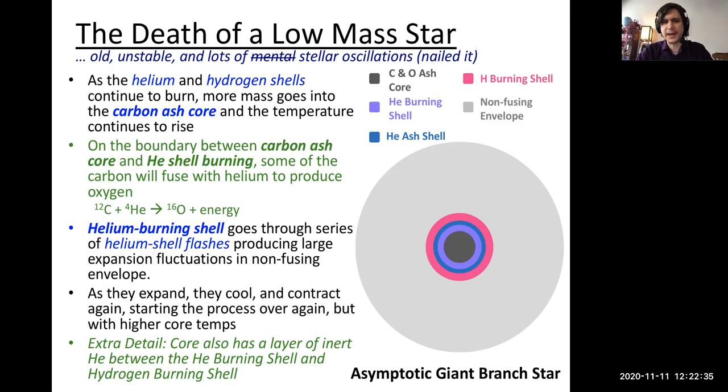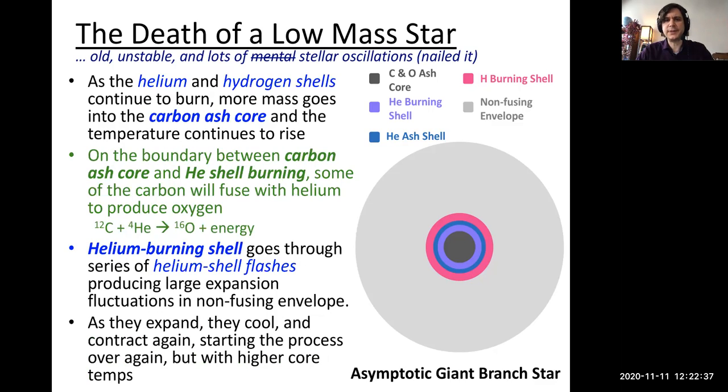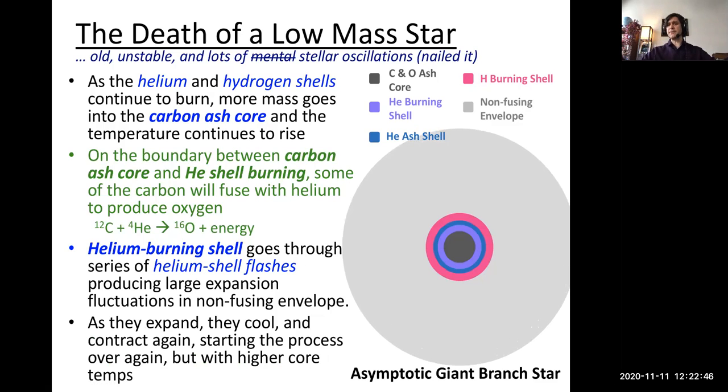Okay, so now let's go back to this series of helium flashes that are causing an expansion and a contraction of the star over and over again. So we'll have one of the helium flashes, which will set off an expansion, and then it'll overexpand and it'll contract.